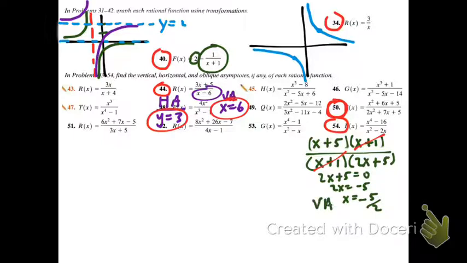Because with the function f of x, oh shoot, I'm on the wrong one. Let's try it again. There we go. It is f of x still. So f of x equaling this kind of big ugly function here, we can't determine yet whether we have a vertical asymptote or not unless we factor both numerator and denominator, get f of x in its simplest form, and then we can figure out what the vertical asymptote is.